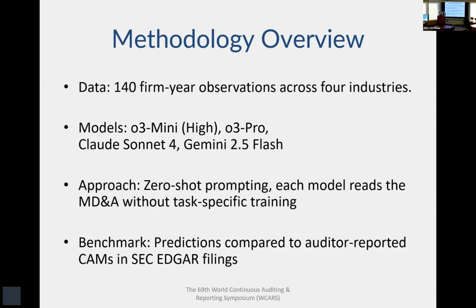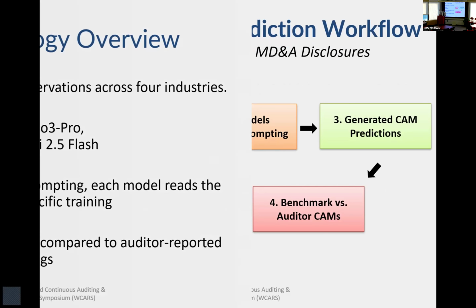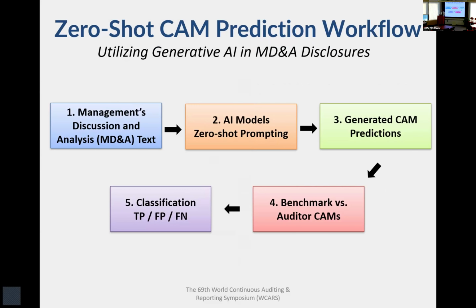So with the prediction workflow, we input the MD&A text, we prompted the model. The model would either give us the output, either a CAM, or it would say that no CAM exists. Then we compare the results to the auditor's report using a confusion matrix.